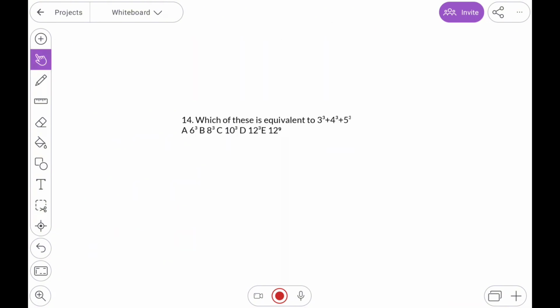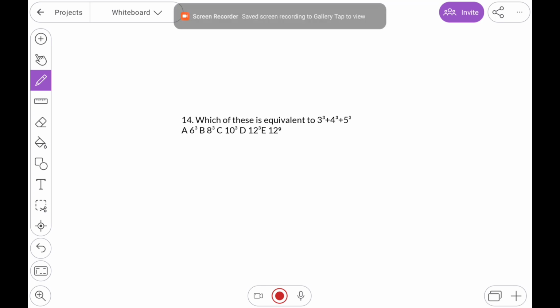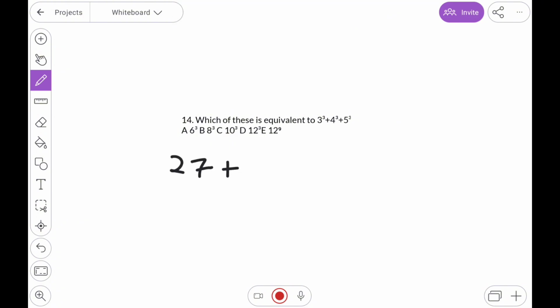It's almost over. Okay, you know the drill. 1, 2, 3. Question 14. Which of these is equivalent to 3 cubed plus 4 cubed plus 5 cubed? We know 3 cubed is 27, 4 cubed is 64, and 5 cubed is 125. If you add them all up, you get 216.